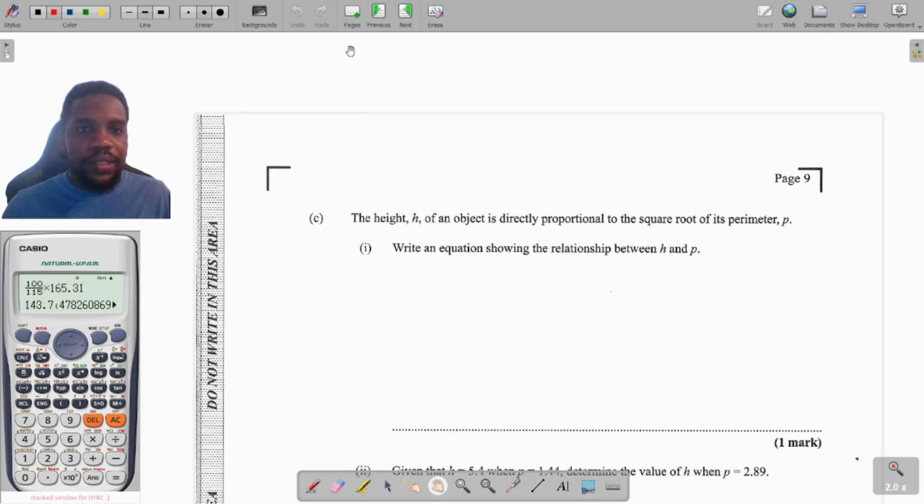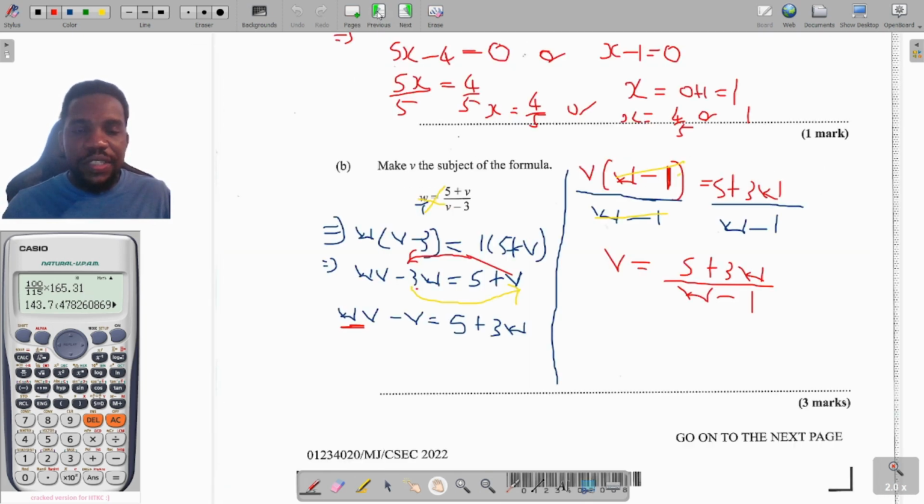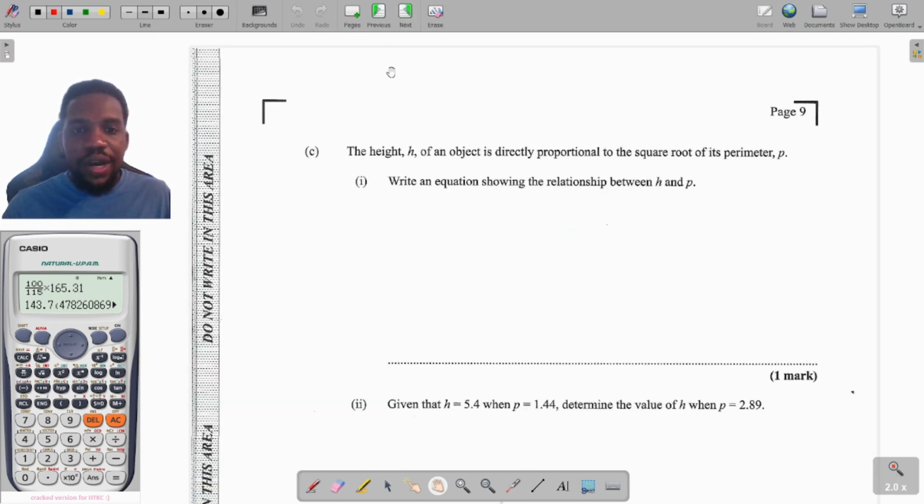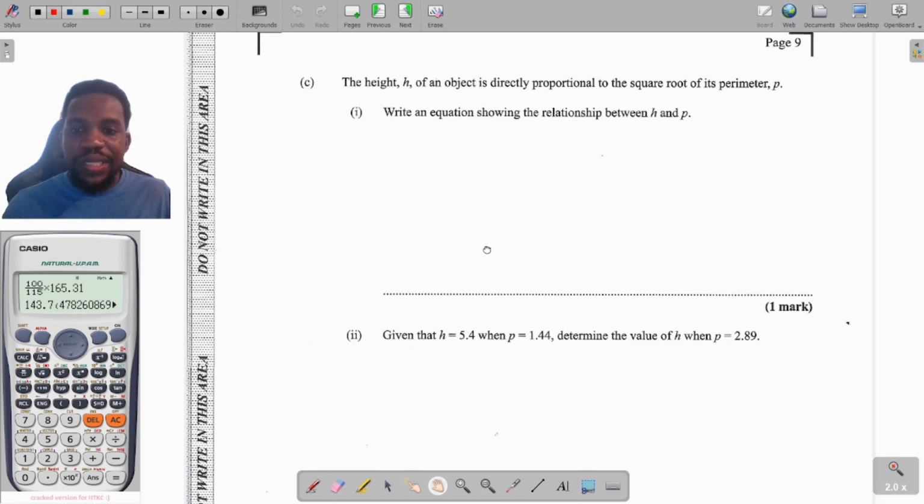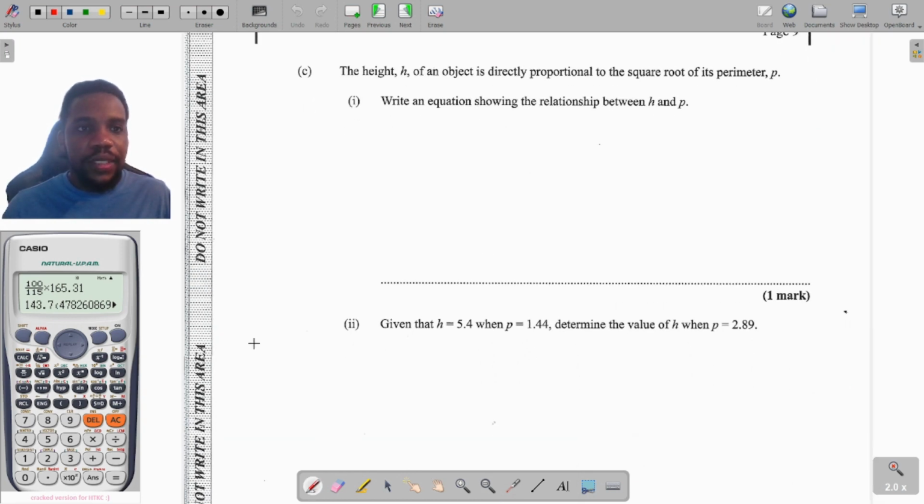Alright, so let me ensure that I had everything on the previous page. So this was 2B. I'm now going to move on to 2C. Now please remember to read all the questions very carefully. Alright, this is what 2C says. It says the height h of an object is directly proportional to the square root of its perimeter.